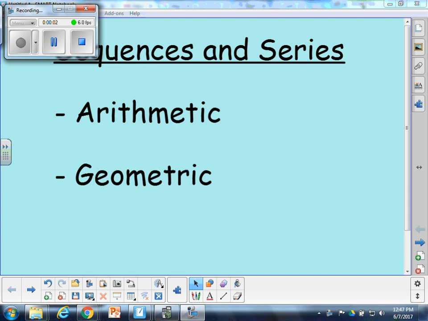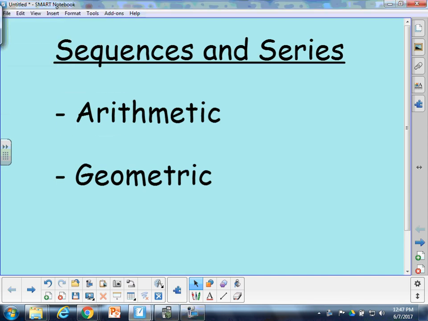Okay, so this will cover sequences and series. We had two main types: arithmetic, which is when you have a pattern where you're adding a constant, we call that a D for the difference. And then geometric, which looks like multiplication by a common ratio that we will call R.